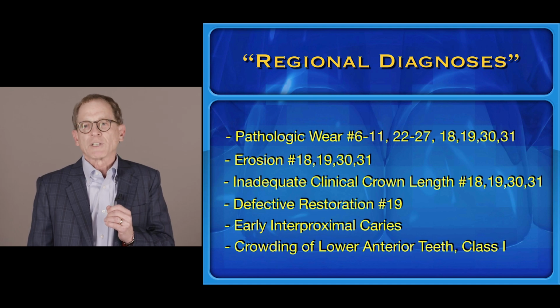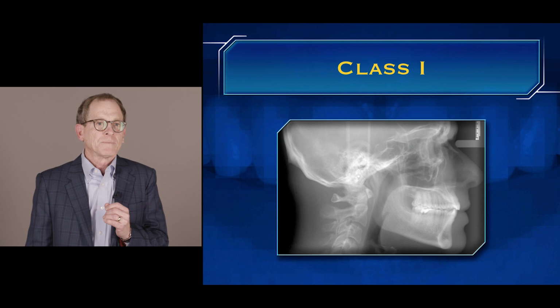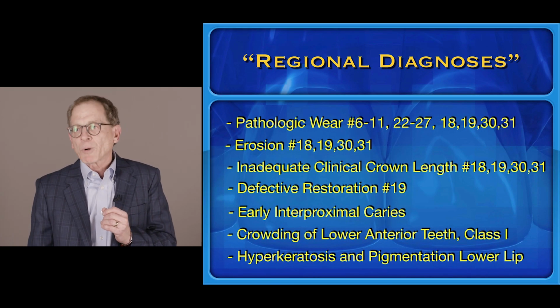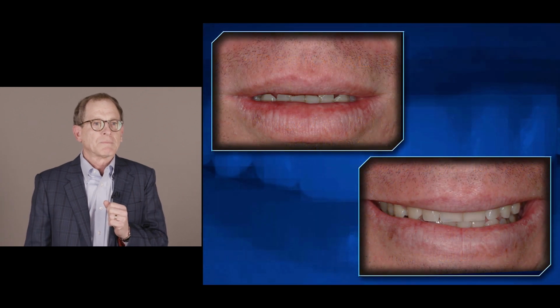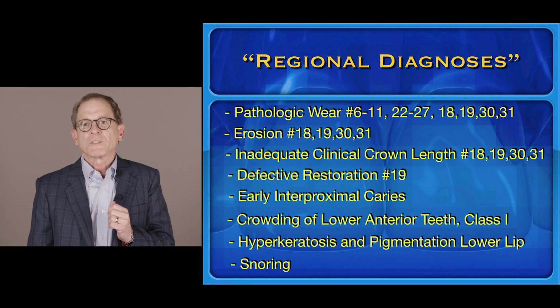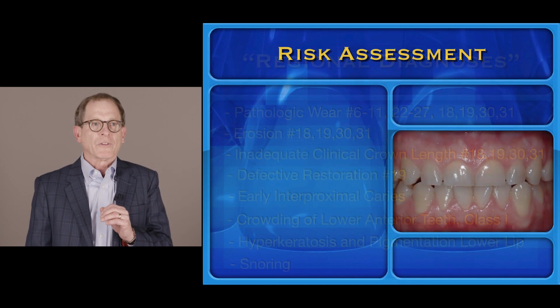He's got crowding of his lower anterior teeth, and he's skeletally class 1. He's got hyperkeratosis and pigmentation in his lower lip. And he reports snoring at night. Those are the regional data that are important to us.